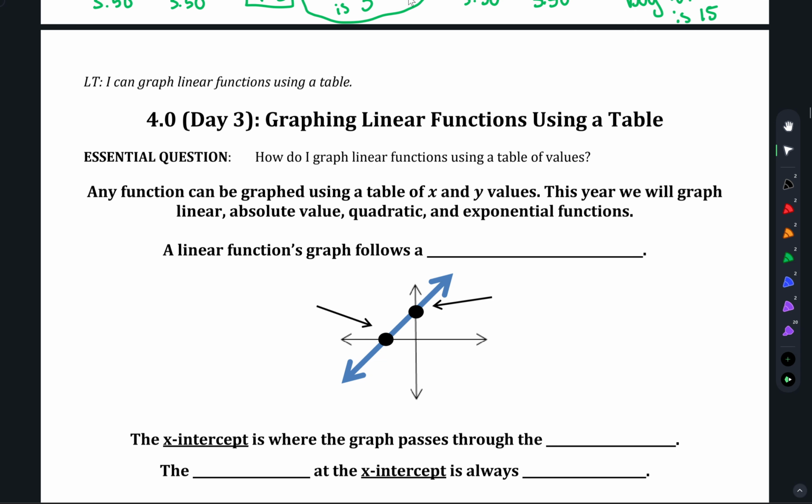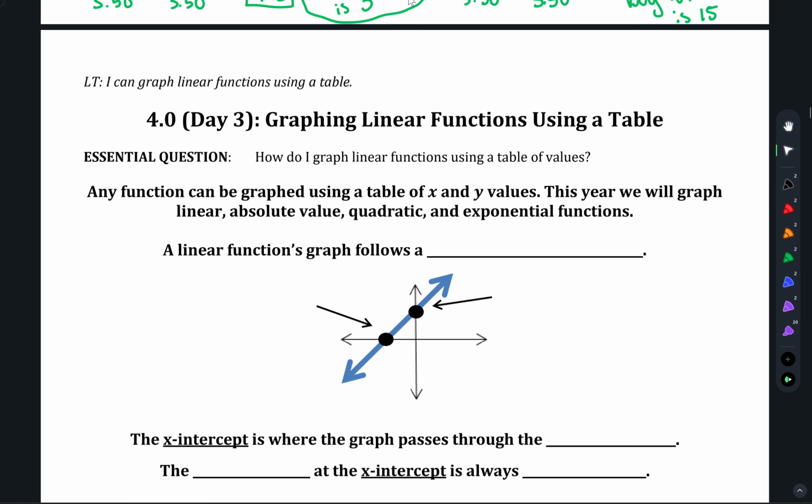So we start 4.0 day 3, graphing linear functions using a table. We have to kind of remember, we've done a lot of stuff already this unit. We talked about domain and range. Remember our x values and our y values. Yesterday, we did all that function notation stuff. Today, kind of similar, but kind of also different. All of these topics are fair game for your quiz on Friday, so please don't forget about the stuff that we talked about already this week.